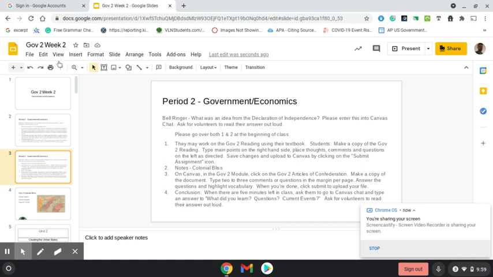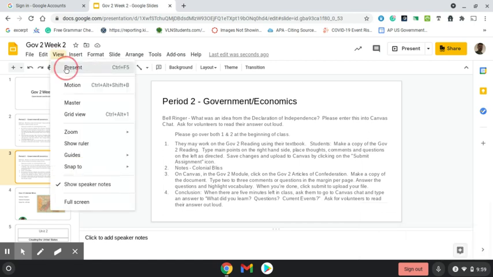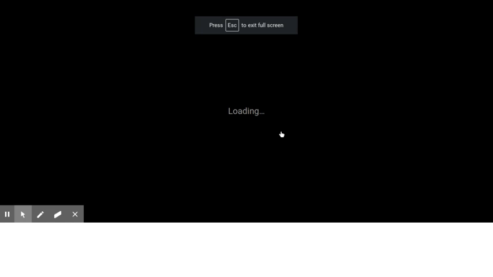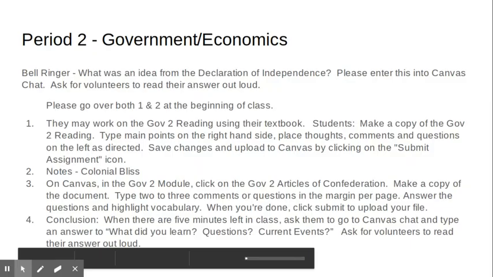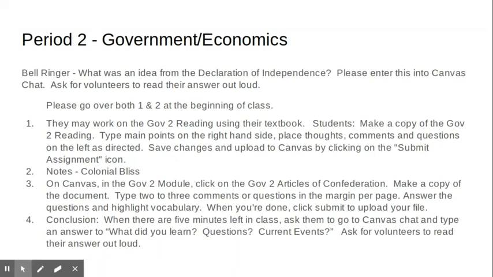So hopefully everybody was able to complete the bell ringer for today. What is an idea from the Declaration of Independence? And of course, the question that we can have before that is, why do we need it in the first place? And so the textbook, of course, talks about that. And today you had time to work on that a little bit.